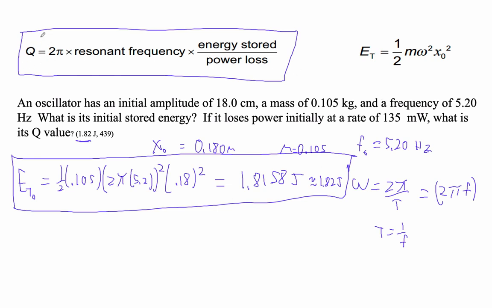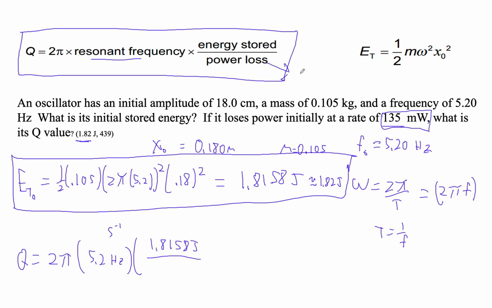Now let's use our fancy formula there. So what is the Q value? So Q is 2 pi, the resonant frequency is 5.2. Notice that this hertz is 1 over seconds. And then energy stored is 1.8158 joules. And then they're saying that it loses power at a rate of 0.135, so this is milliwatts. So power loss is 0.135 watts, or 0.135 joules per second.